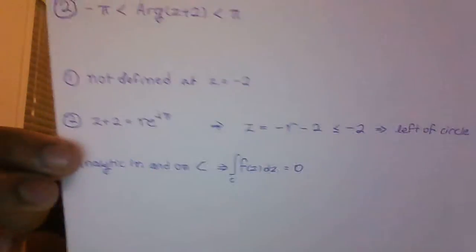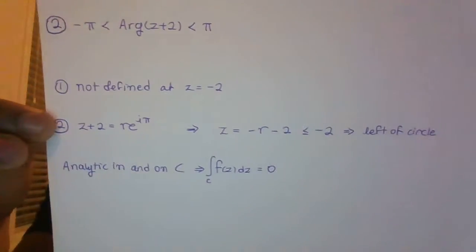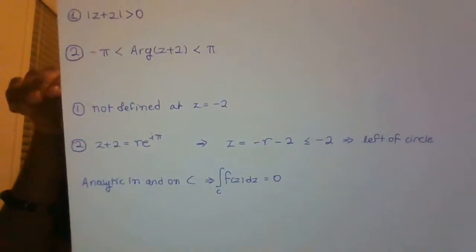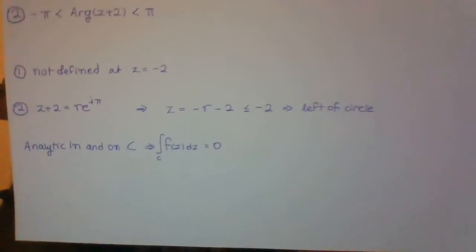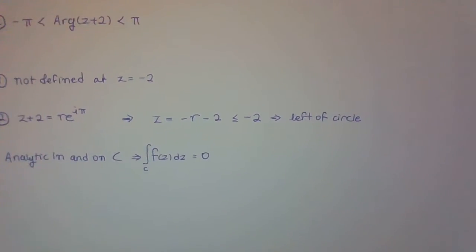Okay, running out of time. So you have z plus 2 equals r e to the pi i, and e to the pi i is negative 1, so you get z equal to negative r minus 2, which must be less than or equal to negative 2. So whenever you have an argument of pi, it's going to be to the left of negative 2, which is still not in the unit circle.